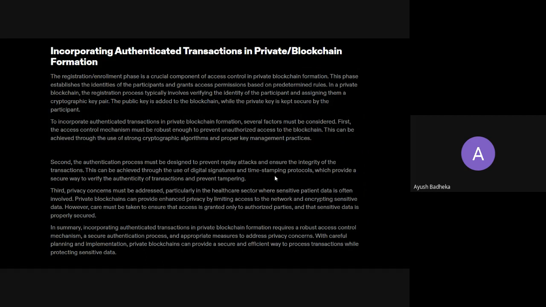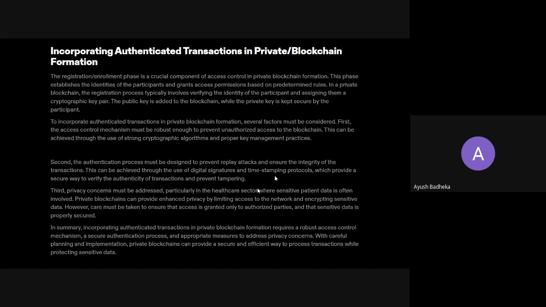Second, the authentication process must be designed to prevent replay attacks and ensure the integrity of the transaction. This can be achieved through the use of digital signatures and time-stamping protocols. Digital signatures are important. There should be time-stamping protocols, which provide a secure way to verify the authenticity of the transactions and prevent tampering.